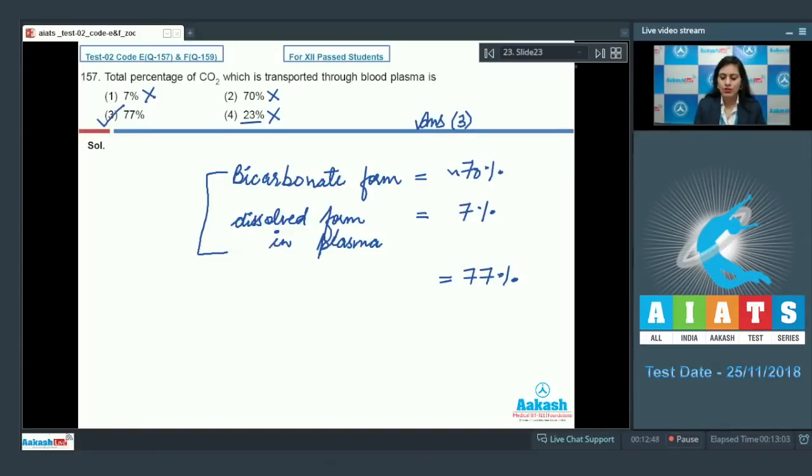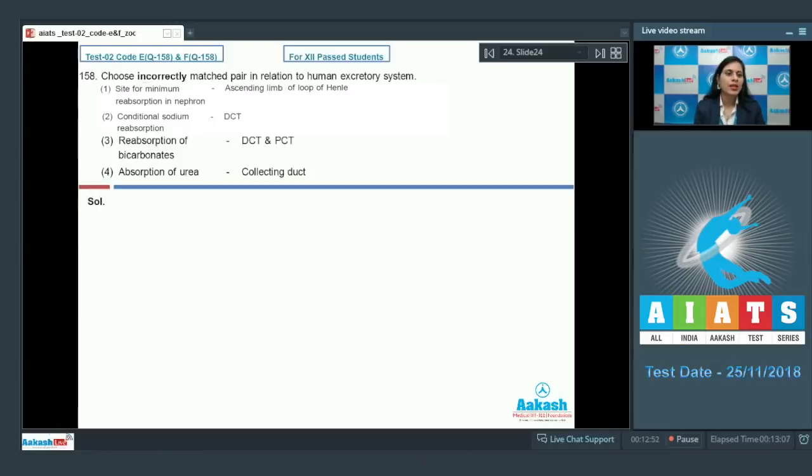Let's move on to the next question. Question number 158. Choose incorrectly matched pair in relation to human excretory system. The very first option given is site for minimal reabsorption in nephron. And the match given is ascending limb of loop of Henle. And this is a correct match.